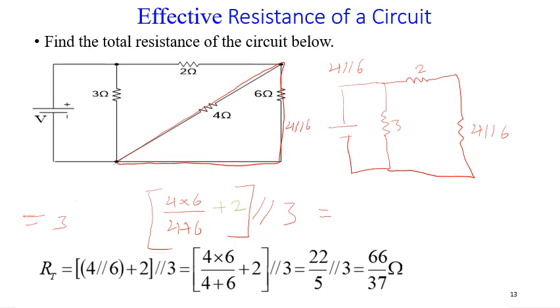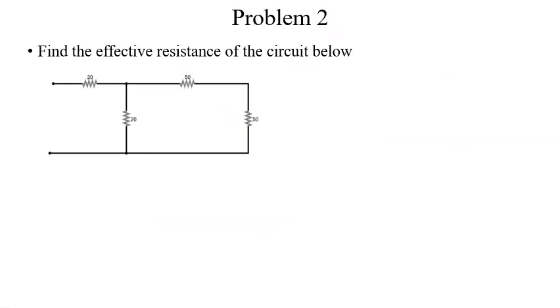So now we'll move to another problem, which is our second problem. They are saying we should find the effective resistance of the circuit below. So we realize that this 50 ohm and this 50 ohm are in series. So we first add this 50 and this 50 to get 100. So it becomes 50 plus 50, which gives us 100 ohms.